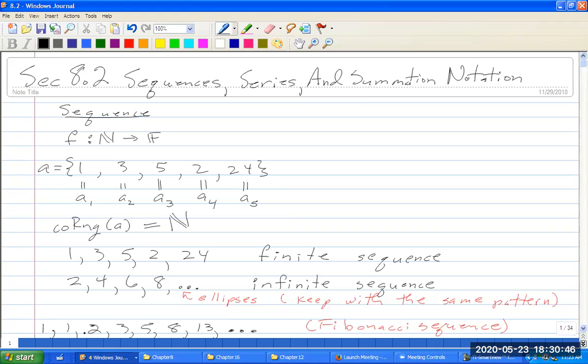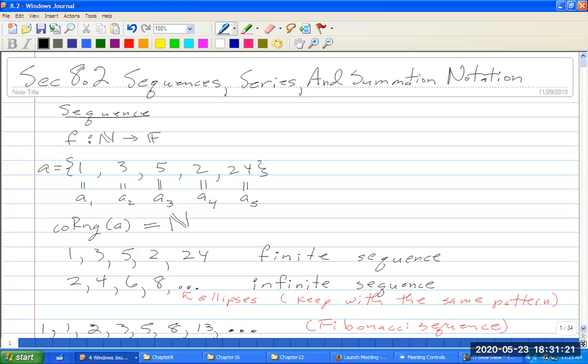The concept of a sequence along with its notation. So a sequence is just a function from the natural numbers to some field. We have that the co-range of my function is just a set of natural numbers. Sometimes we write a set of whole numbers. But the notation we use is actually not a functional notation.